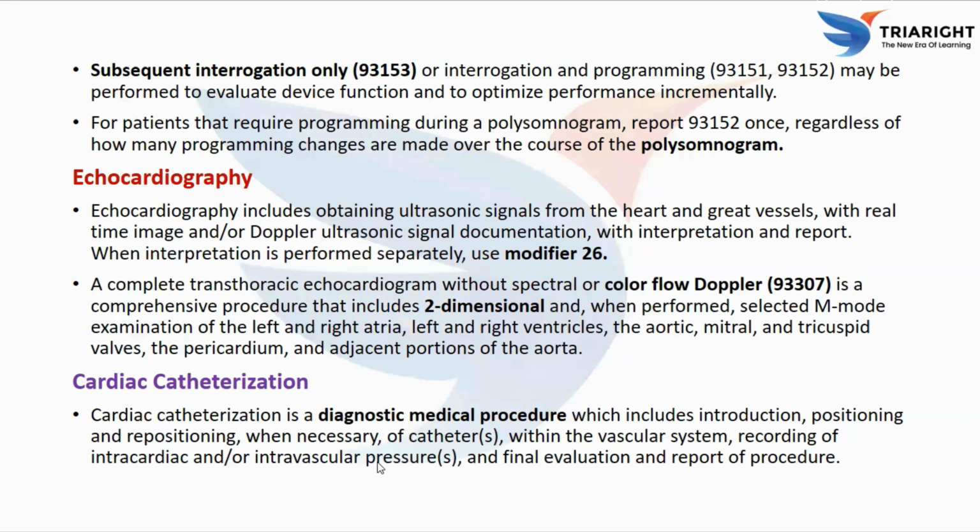And coming to cardiac catheterization. It's a diagnostic invasive procedure which is used generally to evaluate heart and vascular conditions. So what is included in cardiac catheterization? Catheter insertion into the vascular system, positioning and repositioning of the catheters, pressure recordings such as intracardiac and intravascular, final evaluation, interpretation, and report. These steps are bundled into the catheterization service. For example, a patient with suspected coronary artery disease. A catheter is inserted to measure the cardiac pressures. So diagnostic cardiac catheterization is assigned here.